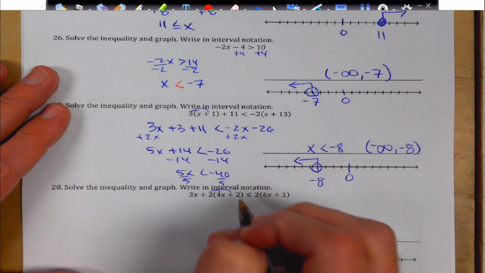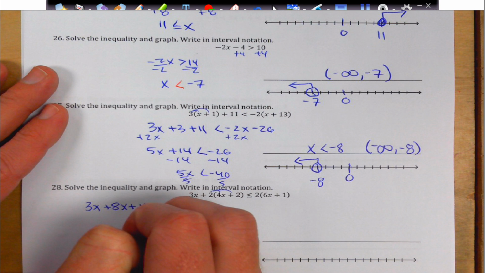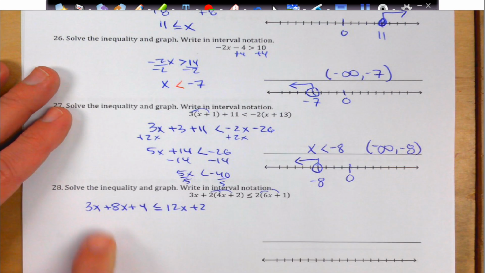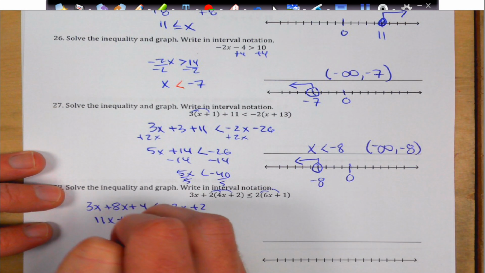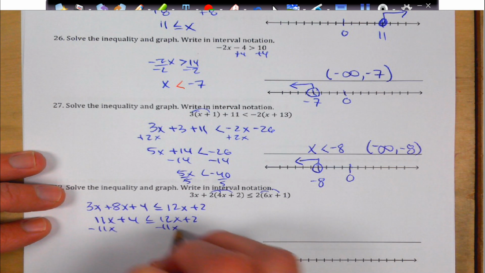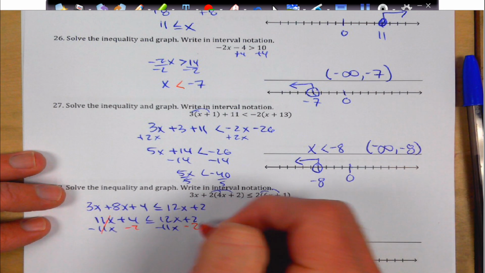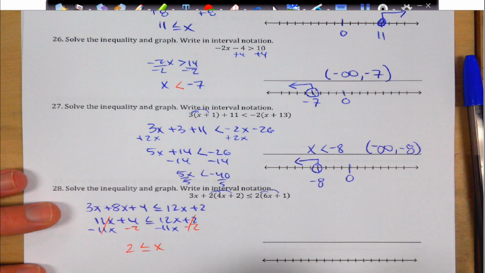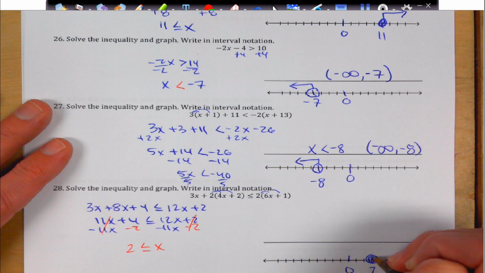Okay, so distribute. So we get 3x plus 8x plus 4. Distribute, we get 12x plus 2. Combine like terms, and I get 11x plus 4. Subtract the 11x. At the same time, since I'm moving the x's over here, I'm going to move the 2 over there. Okay, so then I end up with 2 is less than or equal to x. So plot 0, plot 2, close circle this time.